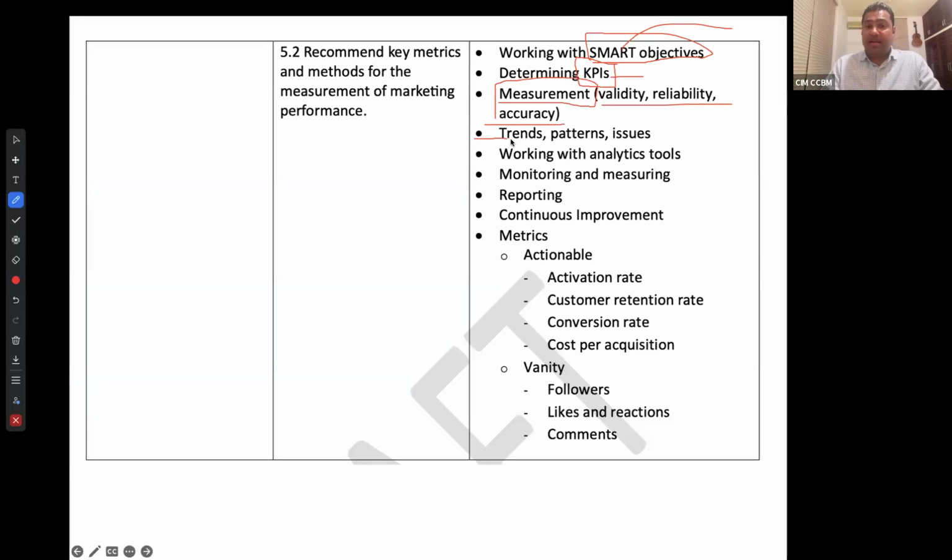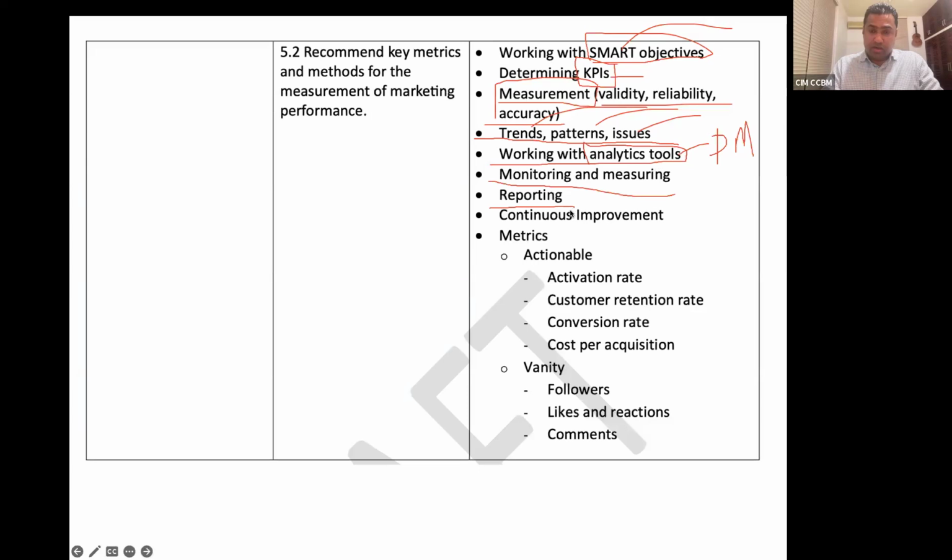We'll be discussing what patterns, trends, and issues are when it comes to the marketing plan. So when you look at data, you will see trends, you'll see patterns, you'll see issues. We'll understand some examples of analytical tools, especially when it comes to digital marketing. We will understand some examples of monitoring and measuring the marketing plan. How do you report? How do you continuously monitor and improve the marketing plan?